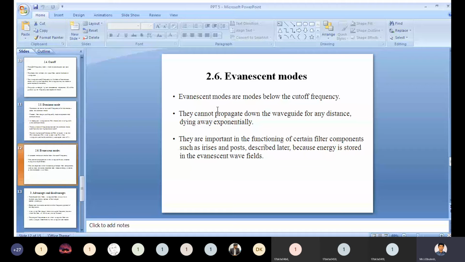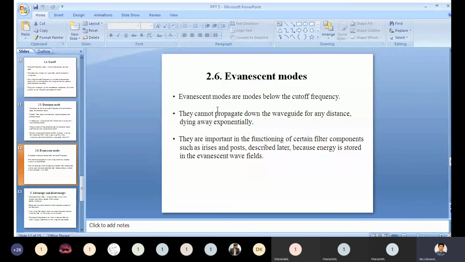The next basic concept is Evanescent mode. The Evanescent modes are modes below the cutoff frequency. You need to remember. Below the cutoff frequency, you call it Evanescent mode. From the cutoff frequency, what mode do you call it? You call it dominant mode. Evanescent modes are modes below the cutoff frequency. Above the cutoff frequency, or from the cutoff frequency, you call it dominant mode.